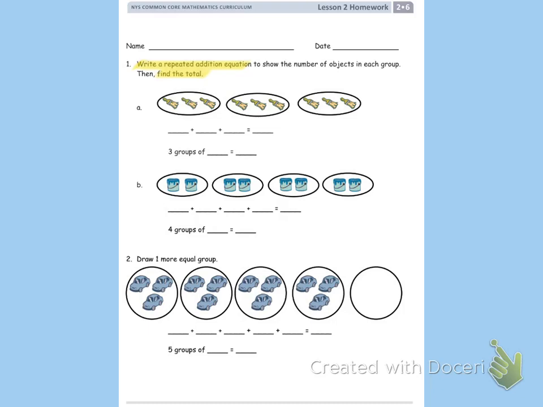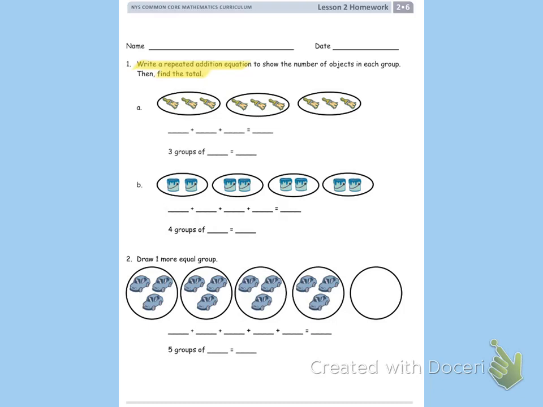Item A. As you can see, there are 3 groups. It looks like those might be paintbrushes. 3 groups of paintbrushes. In order to create a repeated addition equation, we need to write down the number of paintbrushes that are in each group.